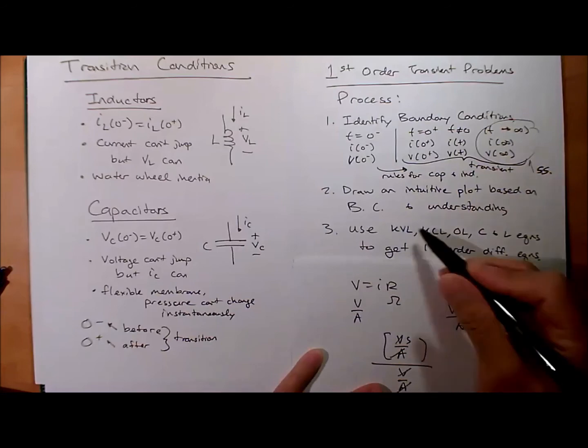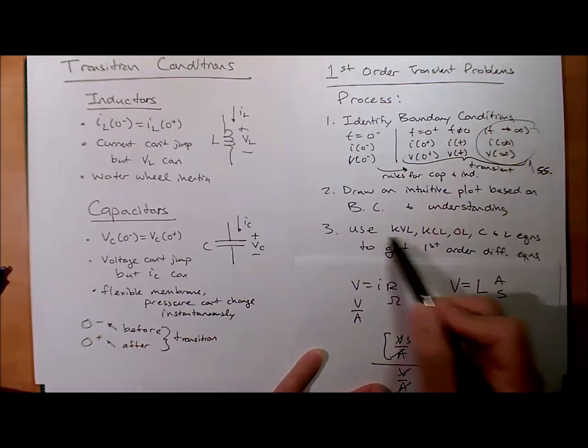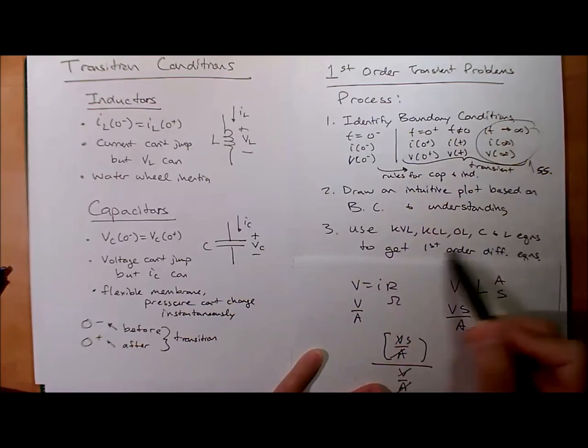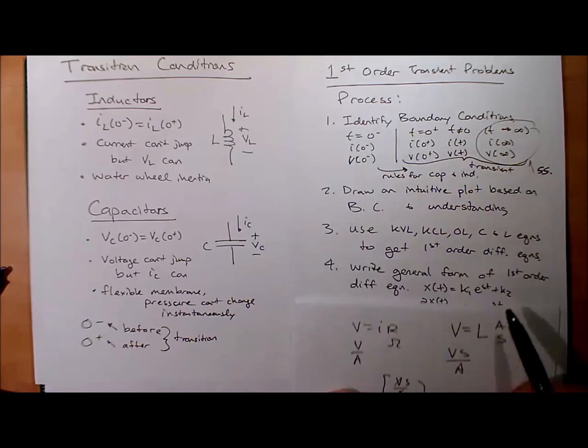Now you're going to use the KVL, you're going to close the switch, you're going to analyze it during this transient time, you're going to apply your KVLs, your KCLs, your Ohm's law, your capacitor inductor equations, and you're going to get a first order differential equation. Once you get a first order differential equation, you go, okay, no problem. I know how to solve that. I can apply my guess.